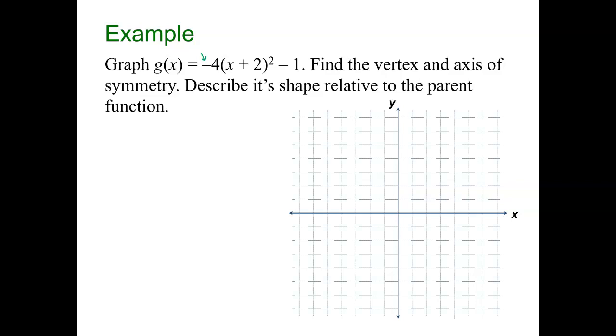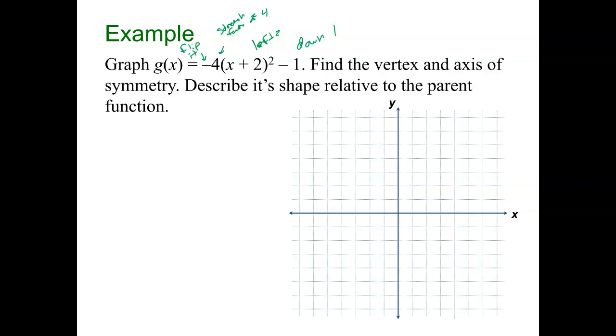What does this negative do? Makes it go down. So we're going to flip it. We got an x-axis reflection. What's this 4 going to do? It's going to stretch it by a factor of 4. What's that 2 going to do? Left 2. What's that negative 1 going to do? Down 1. Flip it. That's going to give us the x-axis reflection.